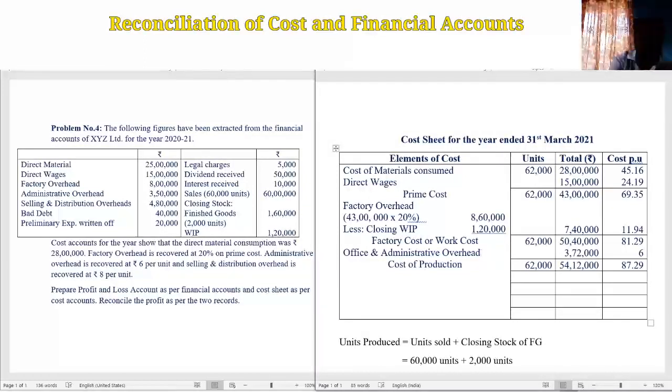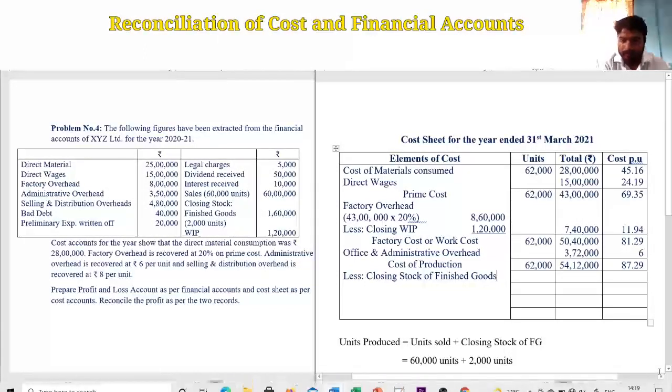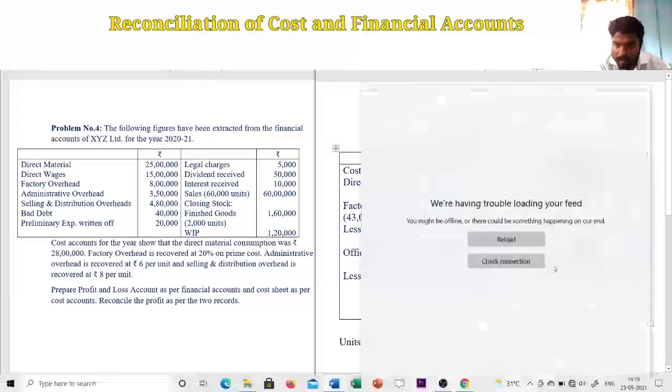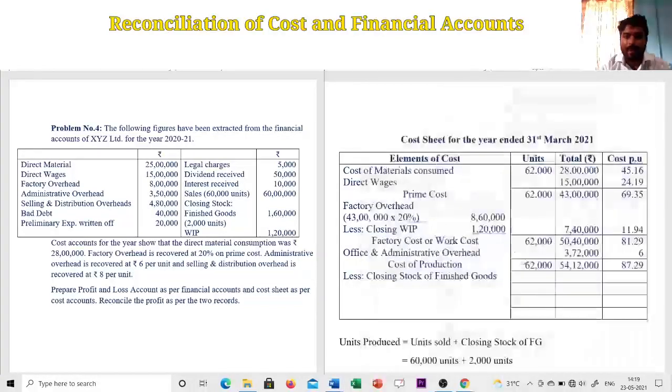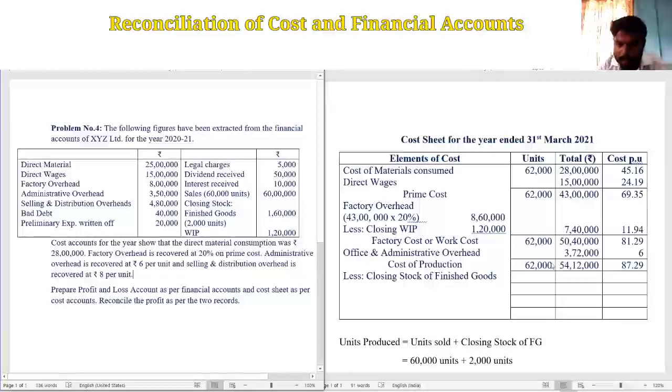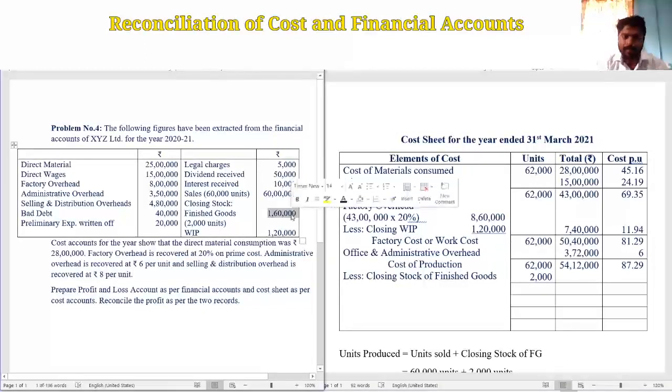Okay, so less closing stock of finished goods. What's the closing stock of finished goods? It is 2,000 units. The value is given in the financial accounts, that is 1,60,000. This is as per financial accounts.